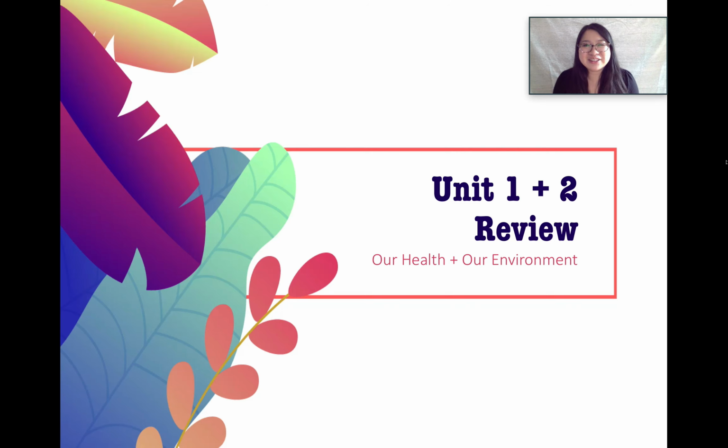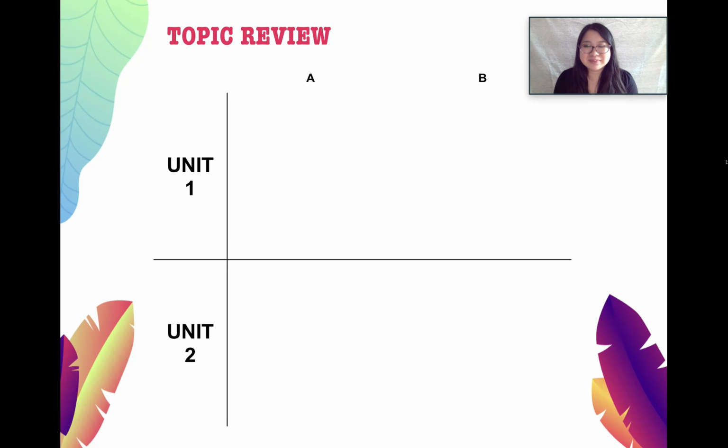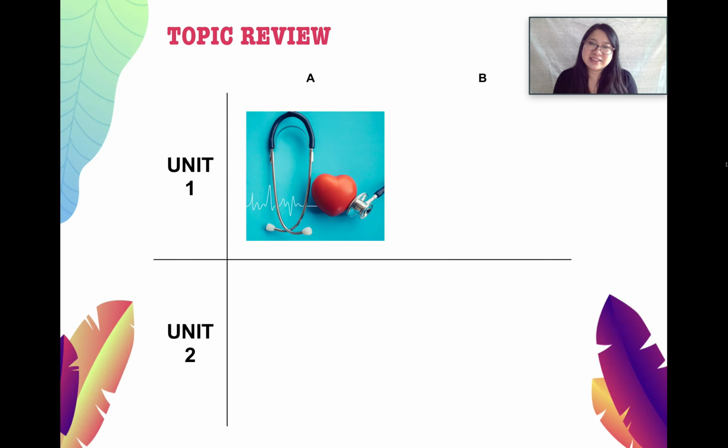Today, we're going to review Unit 1 and Unit 2. In these two units, we talked about our health and also we talked about the environment. Let's start with an overview of the topics. In Unit 1A, we started by talking about our heart health. We discussed different types of habits that could improve or maybe even damage our health. This included things like diet and exercise and bad habits like smoking.